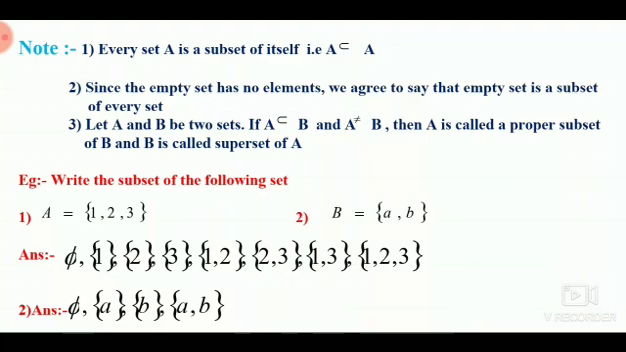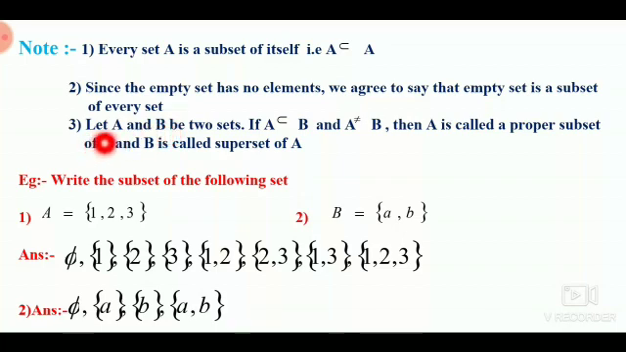Dear students, let me write one note. Every set is a subset of itself. Any set has itself as its own subset. Therefore, we can rewrite this as A is a subset of A. The second important note is, since the empty set has no elements, we agree to say that the empty set is a subset of every set. Dear students, remember that the empty set is a subset of any set. And then we write that it is also a subset of any given set.